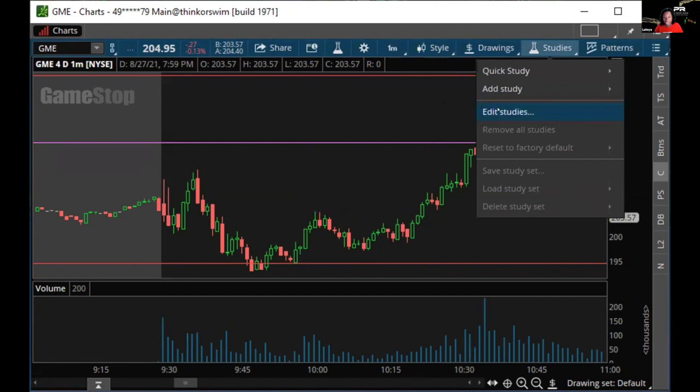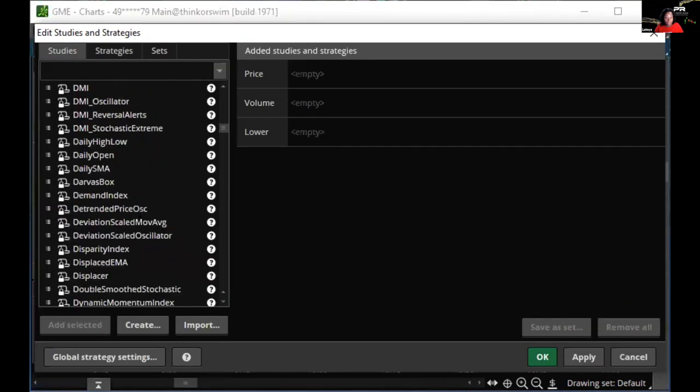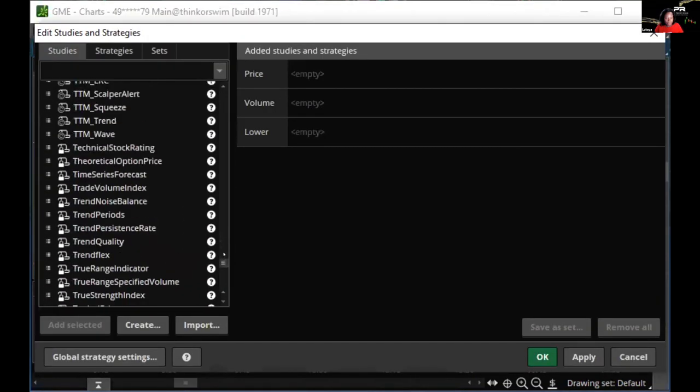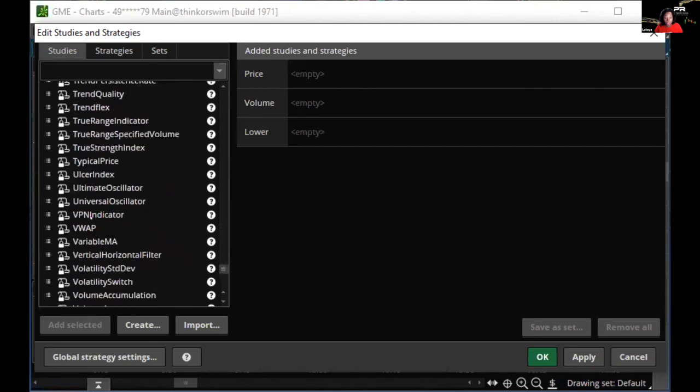So let's just go to edit my studies. There is VWAP. No matter what platform, Mia just showed you on TradingView, and I'm going to have her go back on TradingView so she can go over it again. This is how I would add VWAP.